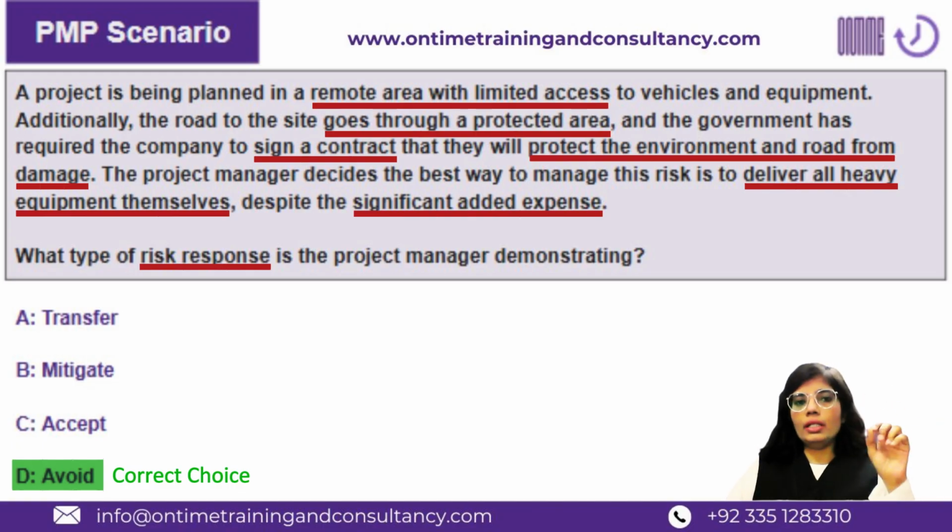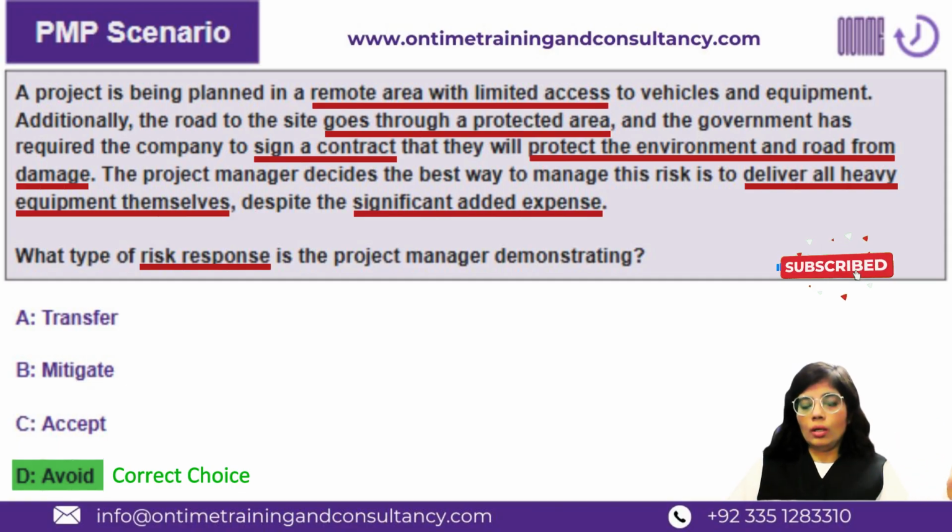The second constraint is that the only road that connects your location to the site goes through a protected area, right? Protected area means a prohibited area or an area which requires some approvals to get access to. And one such approval is that the government requires the company to sign a contract that they will protect the environment and road from damage. Of course, without that agreement, you can't get to that area, right? So that's the second constraint.